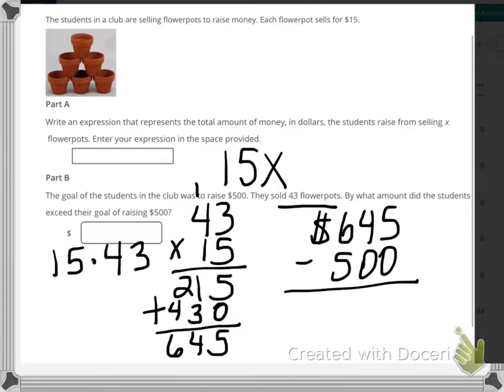When we subtract, we get 5 minus 0 is 5, 4 minus 0 is 4, and 6 minus 5 is 1. So the answer should be $145. That is how much they exceeded their goal.